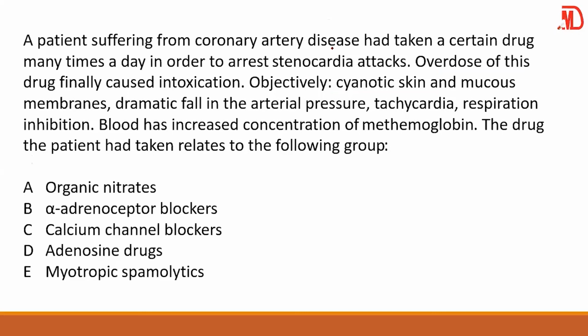So we have a patient suffering from coronary artery disease, who had taken a certain drug many times a day to arrest stenocardia attacks, that is chest pain attacks. Now, overdose finally led to intoxication: the cyanotic skin, dramatic fall in the arterial pressure, tachycardia, respiratory inhibition, and concentration of methemoglobin. What drug? Usually when people are suffering from stenocardia, we normally give them nitroglycerin, because it helps to relax the heart. And nitroglycerin are nitrates, or organic nitrates. So we are thinking of organic nitrate. All right.